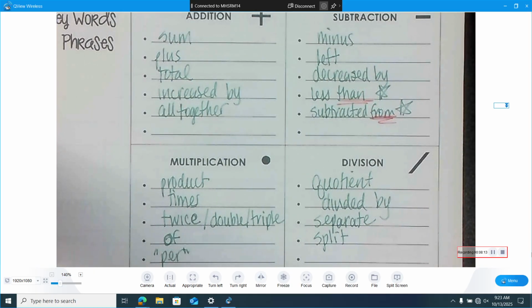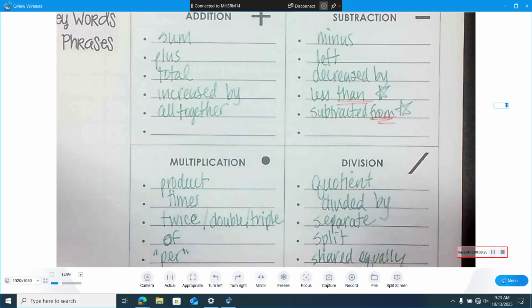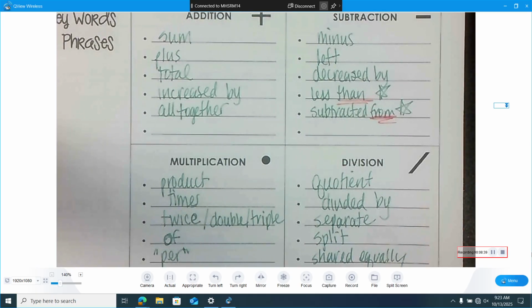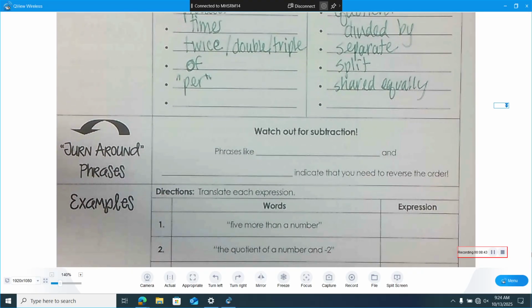Distribute. I would say shared maybe equally. I wouldn't use the word distribute just because it means something else in my mind, but shared equally maybe would all be good words there. All right, fantastic. So these are all keywords that we pretty much know all the meanings of, so good for you. So these are turnaround phrases I already mentioned.